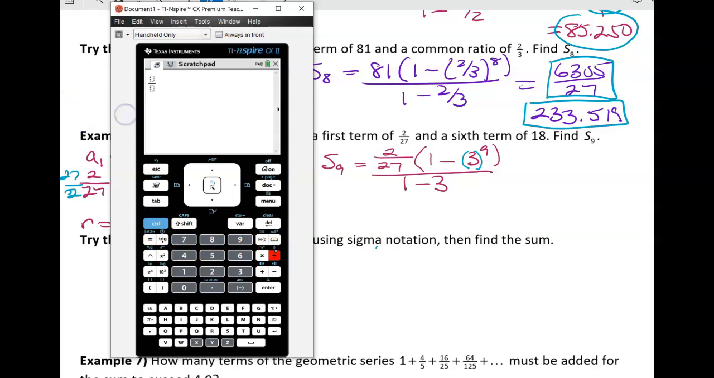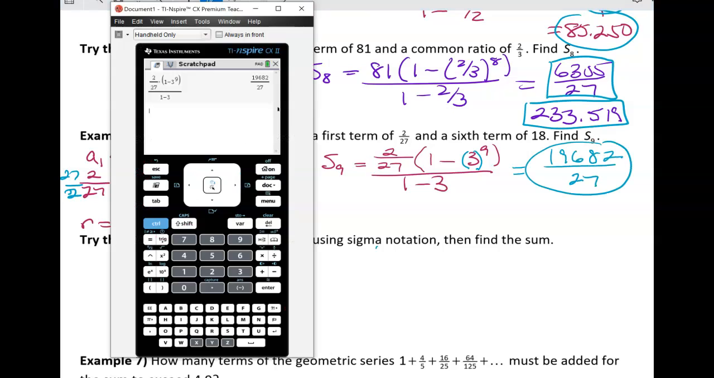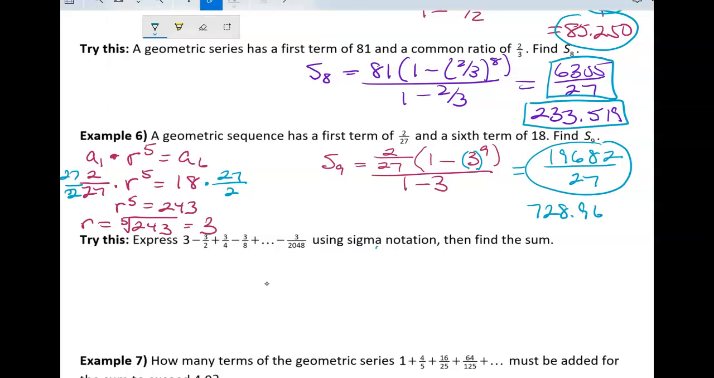So I need a horizontal fraction bar. In the numerator we have 2/27 times 1 minus 3 raised to the 9th power, and then in the denominator 1 minus 3. That is 19,682/27. Or, as a decimal, Control Enter, 728.963. Either one is fine.